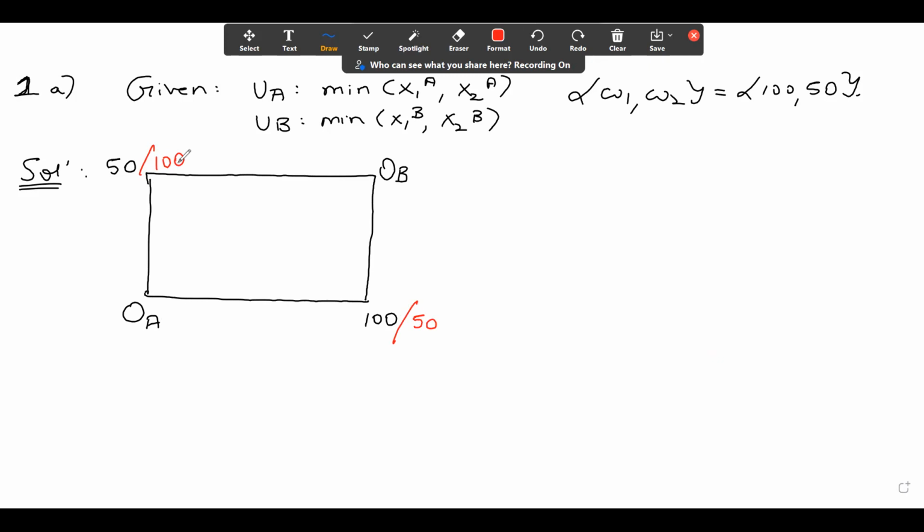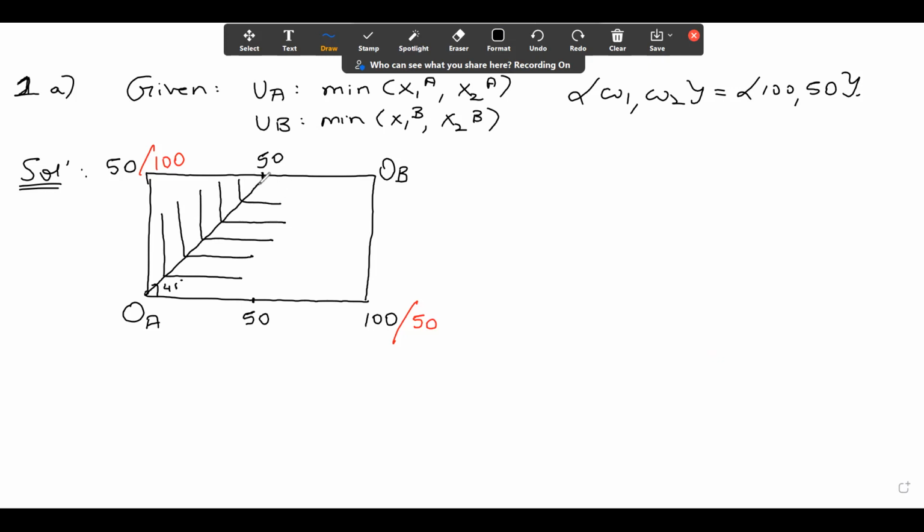Okay, now if I draw A's kinks, where will A's kinks lie? So suppose this whole is 100, suppose this is 50. My midpoint is 50, corresponding to it, this is also 50 from B's origin. So my A's kinks are going to lie on this 45-degree line. So my A's ICs are going to look like this.